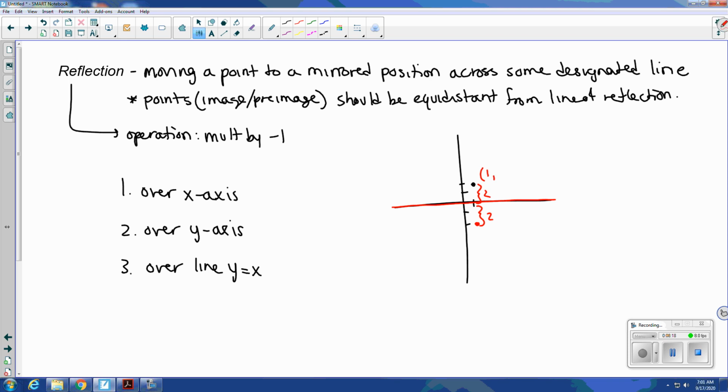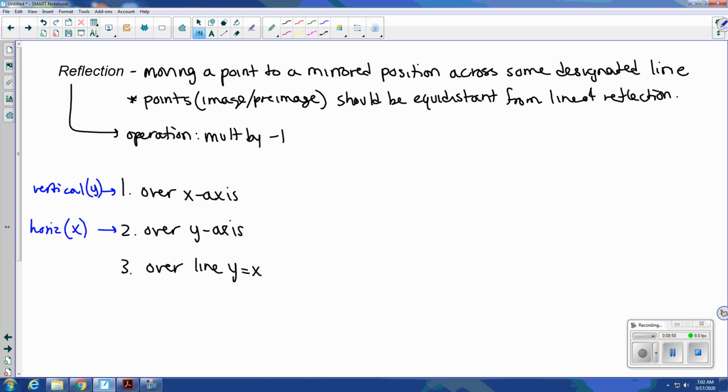So if we take the point (1, 2), to get a proper mirrored position that is equidistant, I would have to put it at (1, -2), and you can see we're just multiplying the y coordinate in that case by -1. So why is it multiplying the y coordinate to flip over the x-axis? Well, let's take note off to the side. Over the x-axis, that is a vertical movement. And a vertical movement is going to impact the y coordinate. Over the y-axis is a horizontal movement, and that's going to impact the x coordinate.